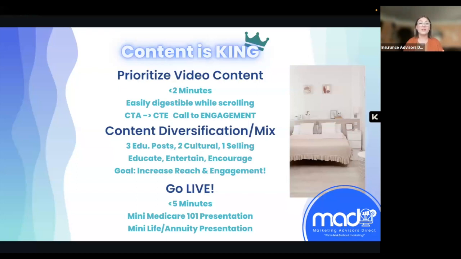You also want to have a good content diversification or good content mix. So for every 6 posts that you make, 3 should be educational, 2 should be about you and your company culture, and then only 1 should be promotional. Again, we want to educate, entertain, or encourage. And our goal again is to increase reach and engagement. So your reach is the number of accounts that the post is seen by. And then your engagement is, of course, the amount of people that were either engaging or interacting with the content in some type of way.